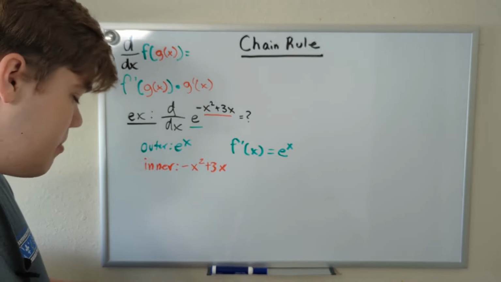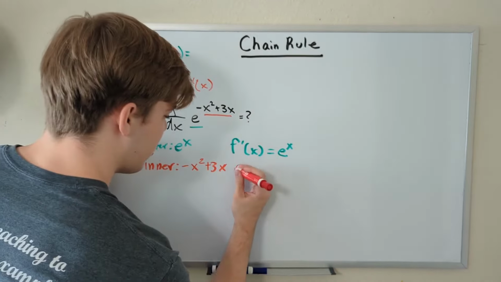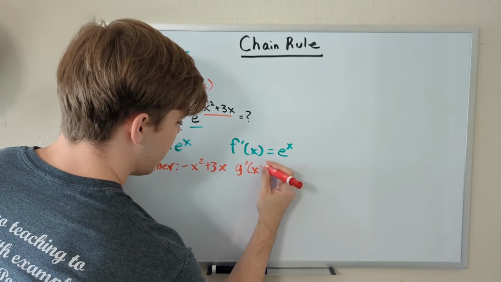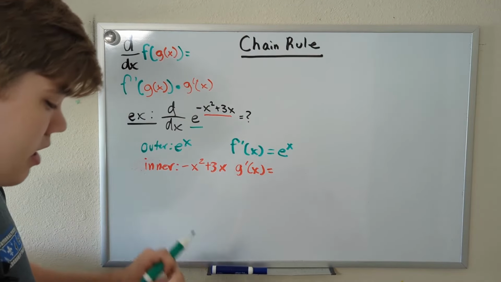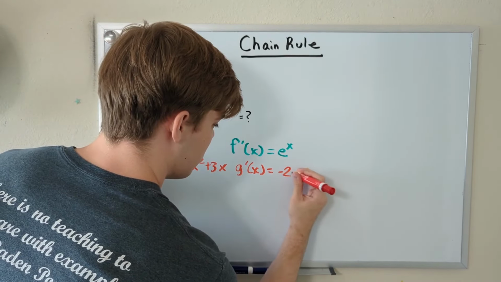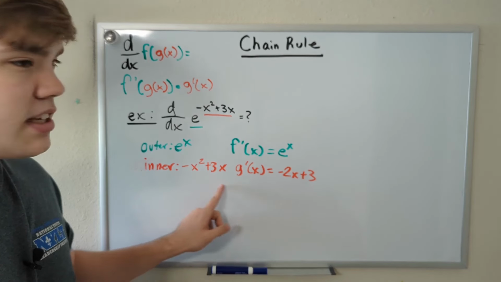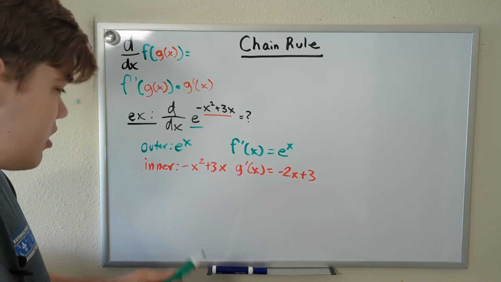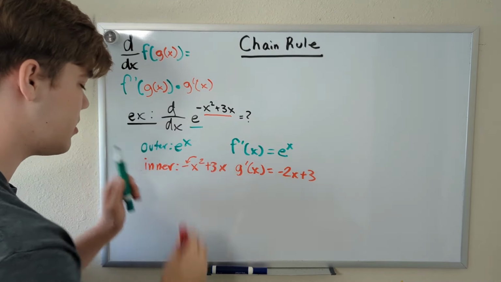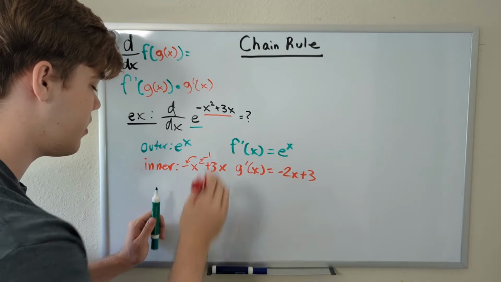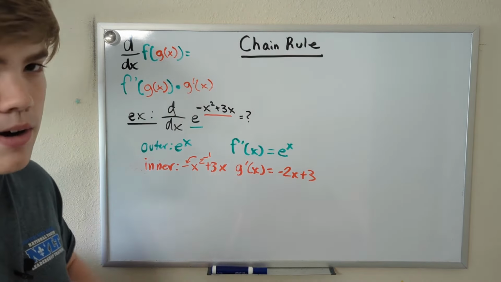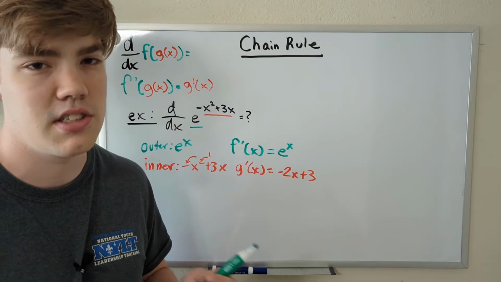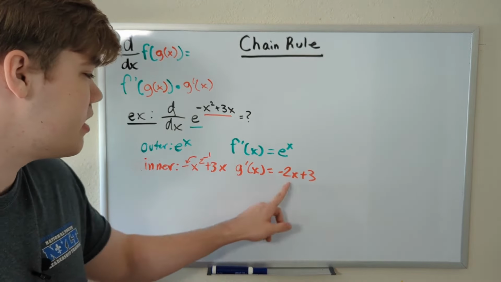Now, our inner function is going to be, well, kind of by default a little bit harder. So our g prime of x, aka the derivative of our inner function, is just equal to negative 2x plus 3. Both of these can be solved by the power rule. We bring this 2 down to the front, and that becomes our coefficient, and then we subtract 1 from this power. So then we get negative 2 times x to the first power, and remember, anything to the first power is just itself. So that turns into negative 2x.